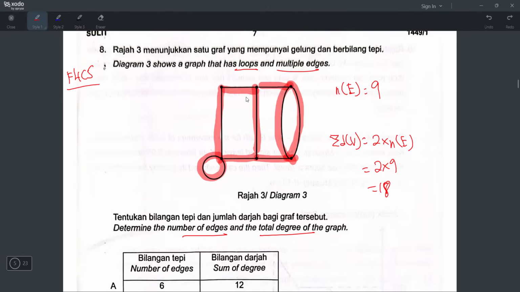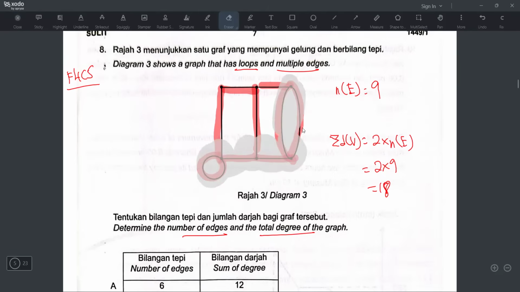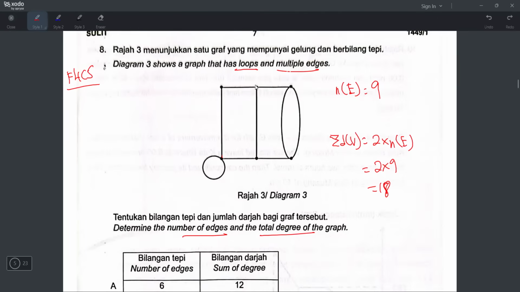Okay, do the formula. But you can also do it slowly. The slow method is you have to count one by one. You go to the vertex one by one and count out the degree for all the vertices and then add together, right? Let me show you how to find out the degree. Let's say I want to find the degree of this vertex. How do you count it?